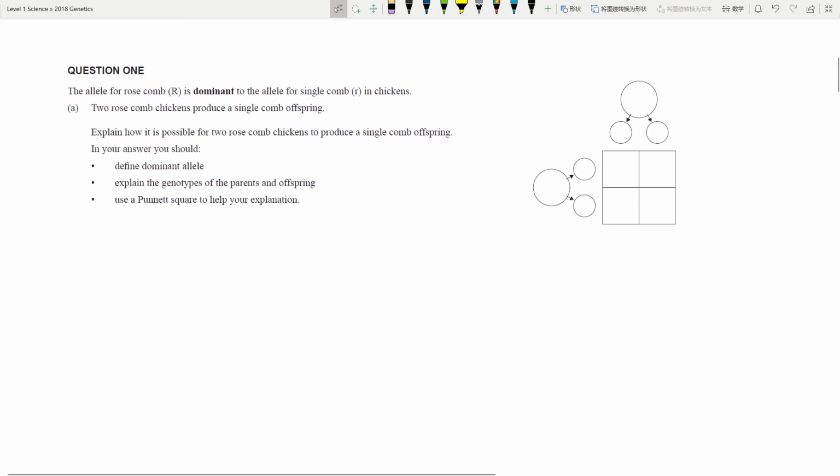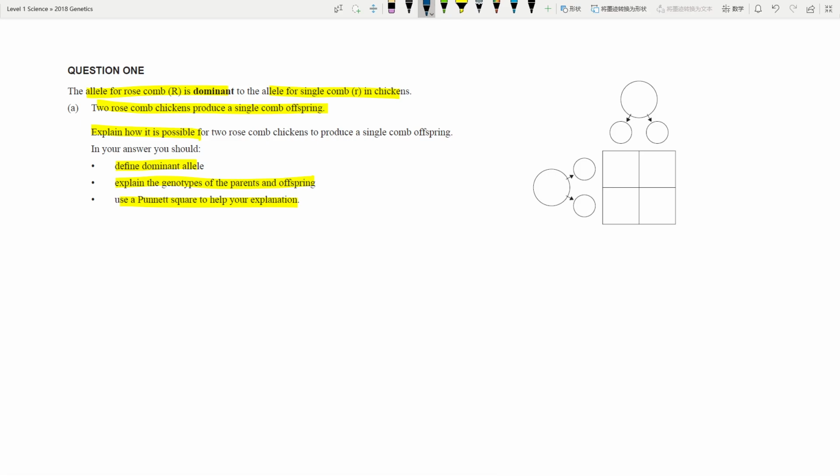Now, question 1. So we have some Punnett squares. The allele for rose comb is dominant to the allele for single comb in chickens. Now they normally give you some fancy diagrams, which serve no purpose other than being a fancy diagram, so we don't need them here, and they have copyright reasons as well. So we have two rose comb chickens that produce a single comb offspring. They ask you to explain how it is possible. They want you to define the dominant allele, explain the genotype of the parents of the offspring, and use a Punnett square to explain this.